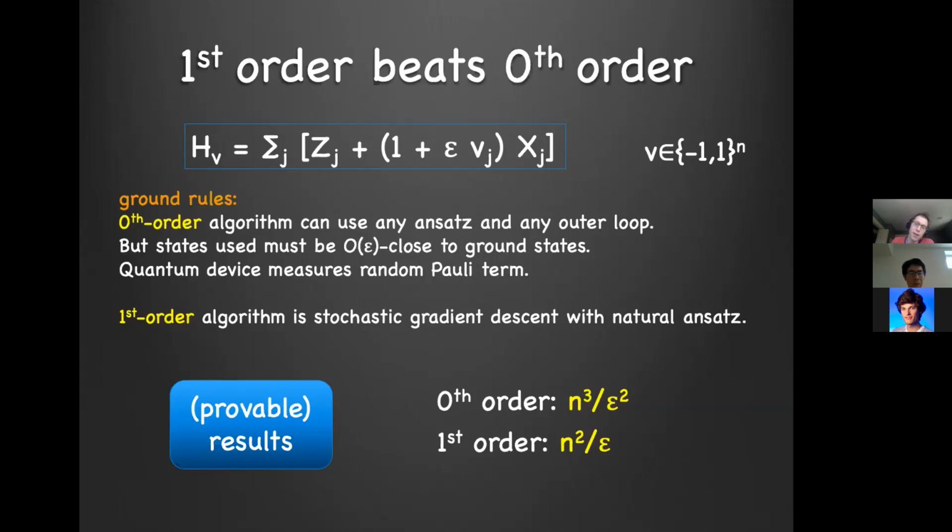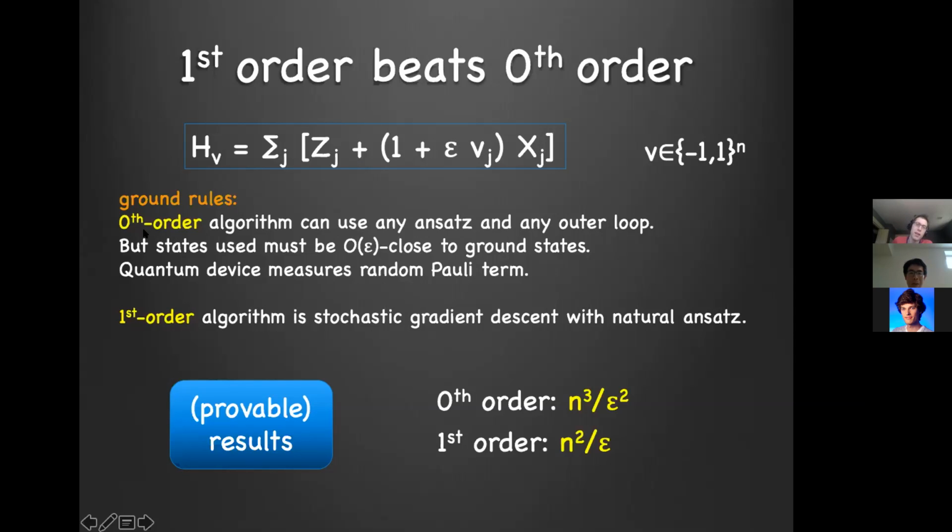And the setting in which this happens is very, very simple. Your Hamiltonian basically has single qubit terms. There's a z term and then an x term. And the x term looks like 1 plus or minus epsilon. And this vector v is the vector that tells you whether it's plus or minus. And basically the gradient observables do much better than basically any 0th order algorithm.